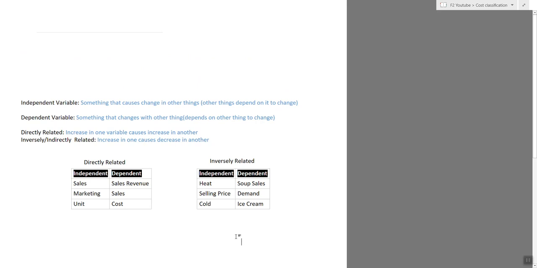Whenever there is a relation between two things, we call it correlation. You will study that in detail in the forecasting chapter as well, so you would need this exact information there too. We have an independent variable and a dependent variable when two things have a relation. The dependent variable is something in which change is caused, and the independent variable is something that causes change. And that relation could be positive or direct, or it can be indirect, inverse or negative.